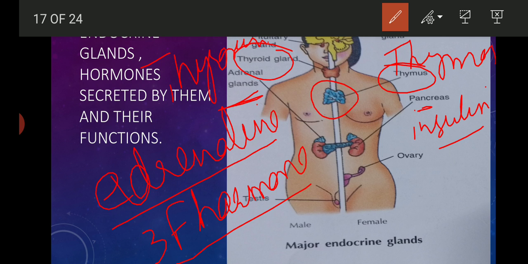Thymosin is required for the formation of lymphocytes, resistance to infection and allergy, or in other words we can say that it helps to build up our immune system. The other one is the ovaries in females.